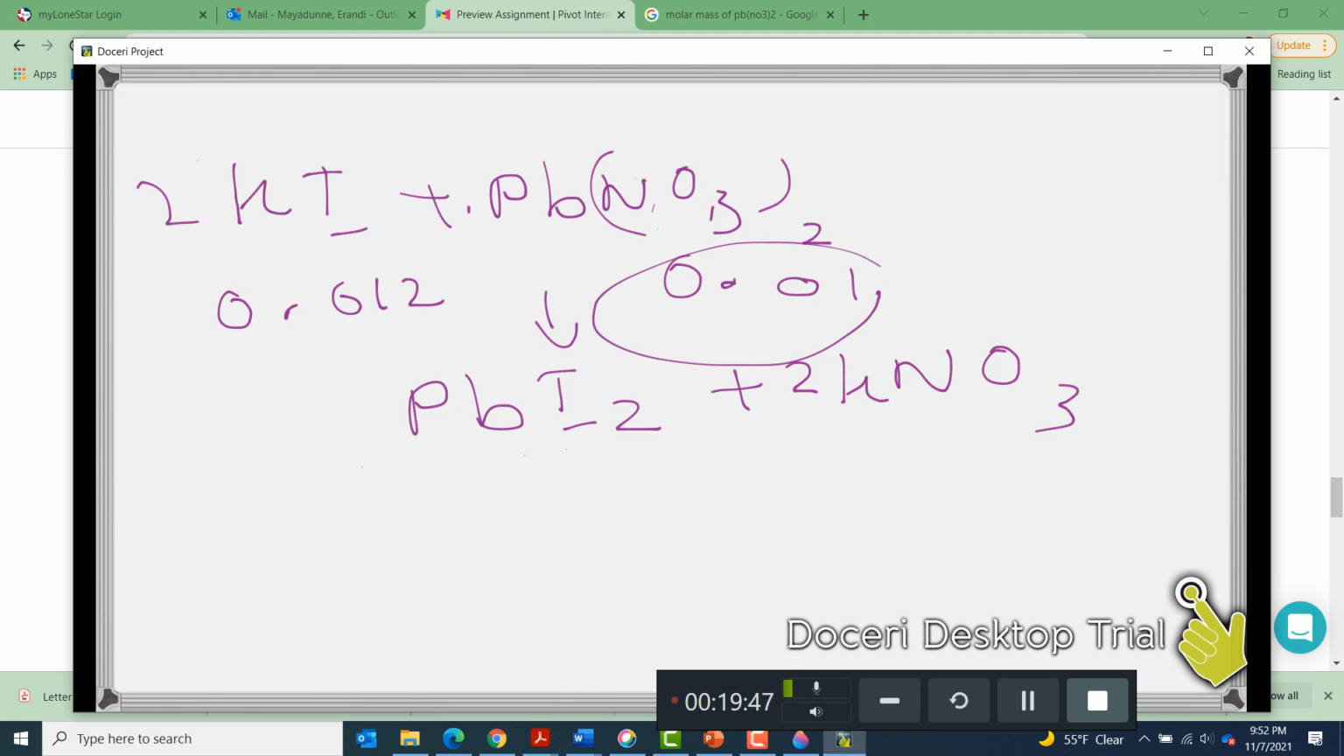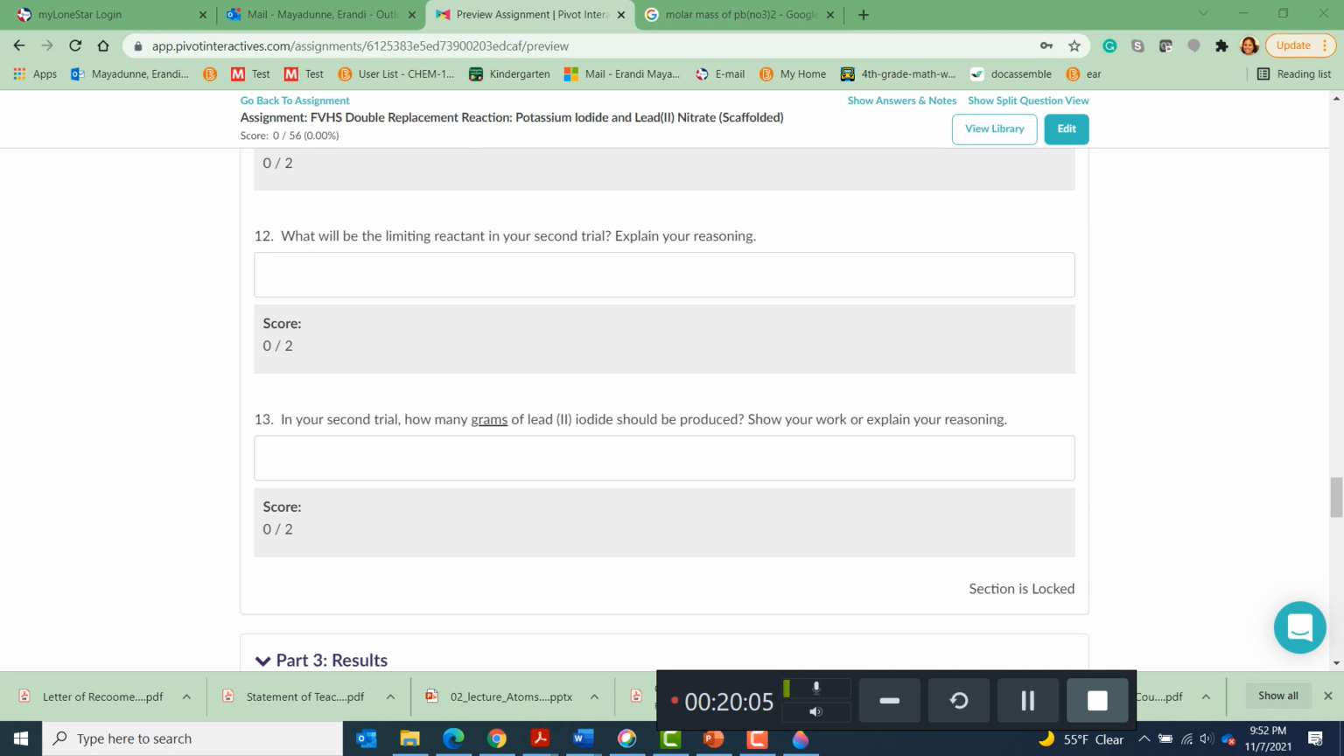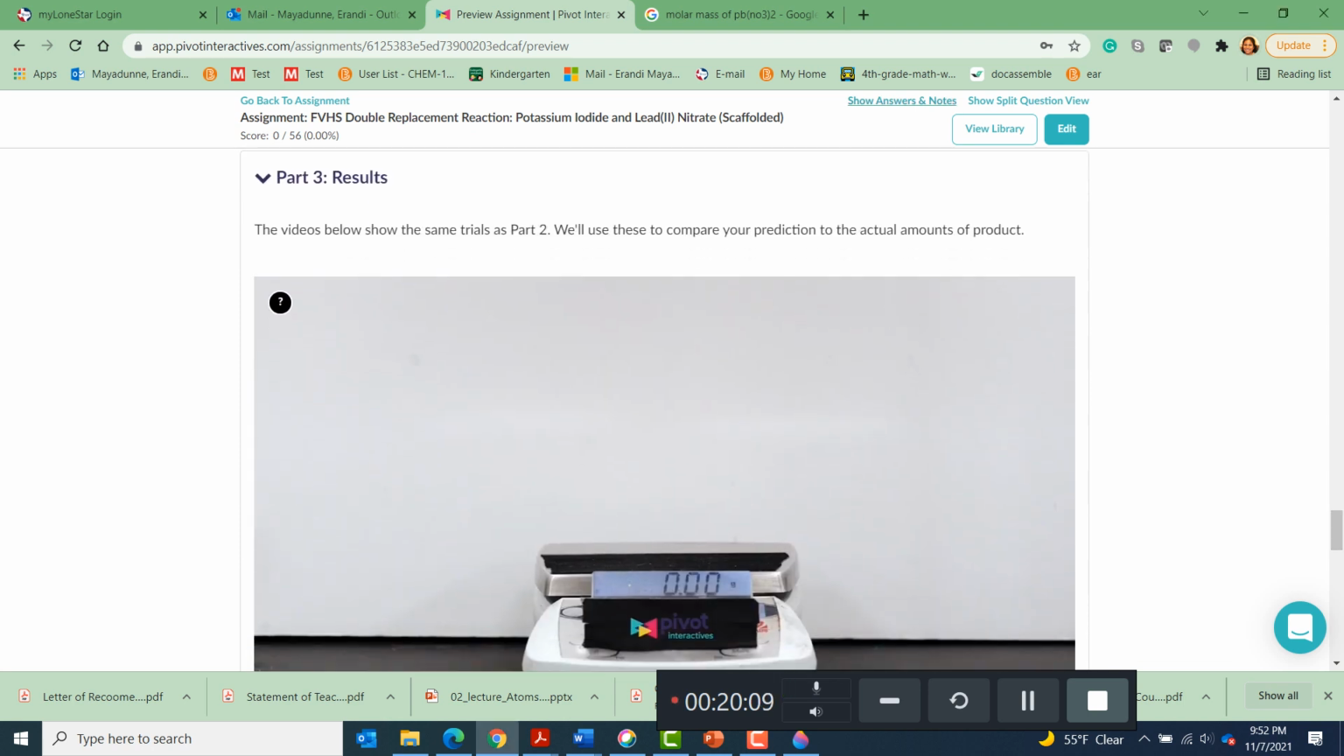They ask you the mass. How to find the mass? You know the number of moles. You multiply by the molar mass. You can easily find the molar mass of lead iodide, which we already found. So the number of moles multiplied by the molar mass will give you the mass of lead iodide. So that's how you do part 1.